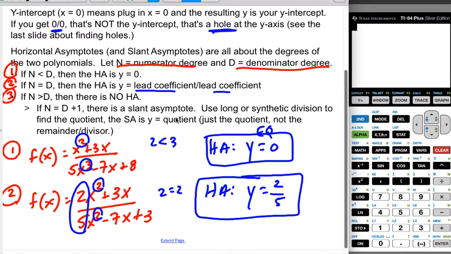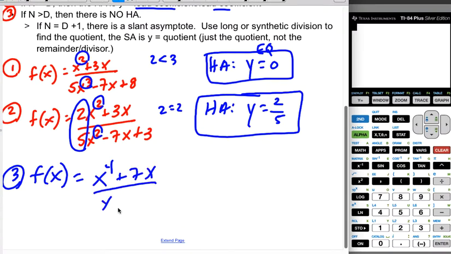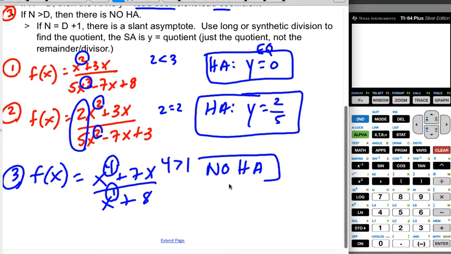Now, the last case, if n is bigger than d, there is no horizontal asymptote. So let's say we have x to the 4th plus 7x over x plus 8. This is a 4, this is a 1. So 4 is bigger than 1. There is no horizontal asymptote. This graph is going up or down to infinity forever.